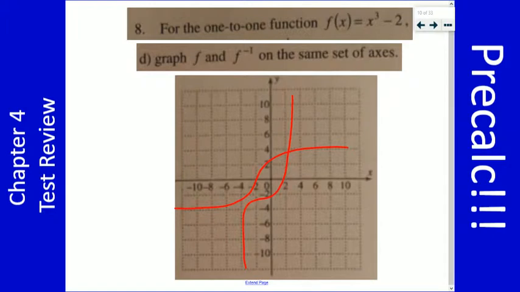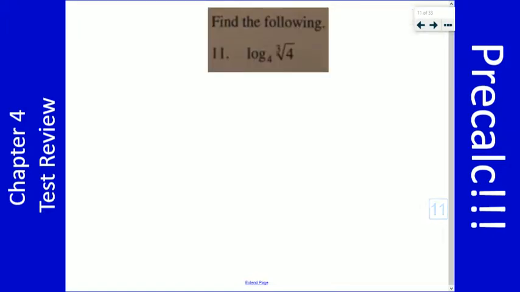Okay, moving on, skipping 9 and 10 to number 11. Find the following: logarithm base 4 of the cube root of 4. Says to not use any calculating device. Do it mentally. So hopefully you would be able to do this. So if we take logarithm base 4 of the cube root of 4, it's handy to remember that the cube root is the same thing as the 1/3 power. So we can rewrite this as log base 4 of 4 to the 1/3 power.